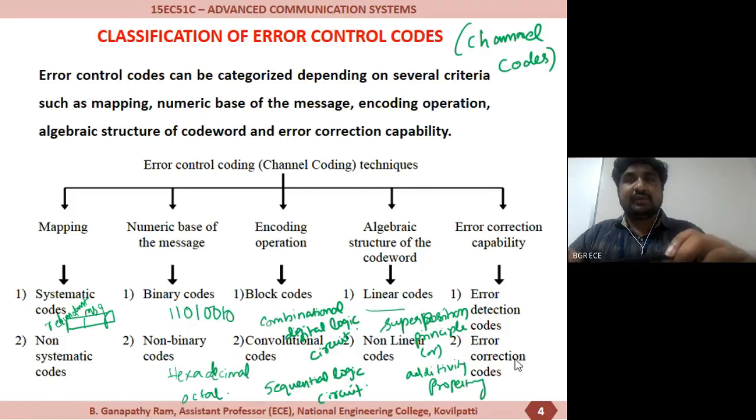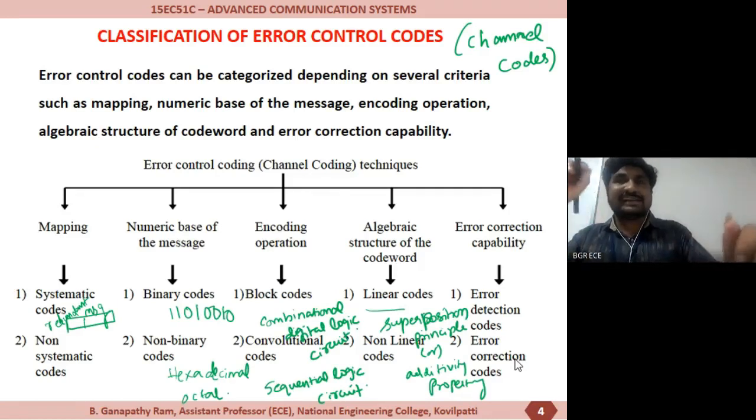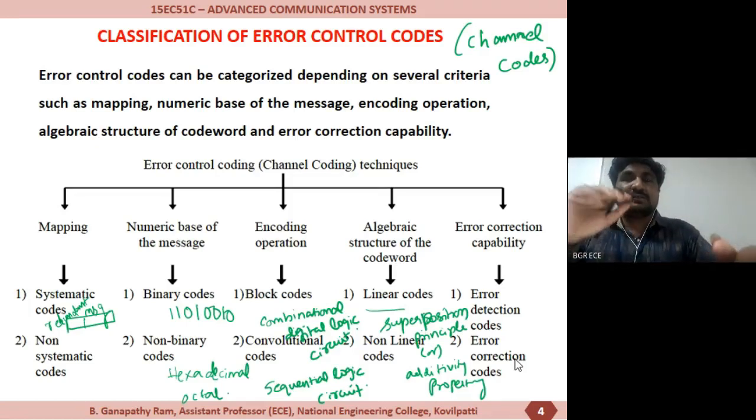And depending upon the capability, the codes are classified into two types further, called error detection codes and error correction codes. If the codes only have the capability to detect the error and do not have the capability to correct it, it is called error detection codes. Whereas if the codes have the capability to correct the errors, it is called error correction codes.